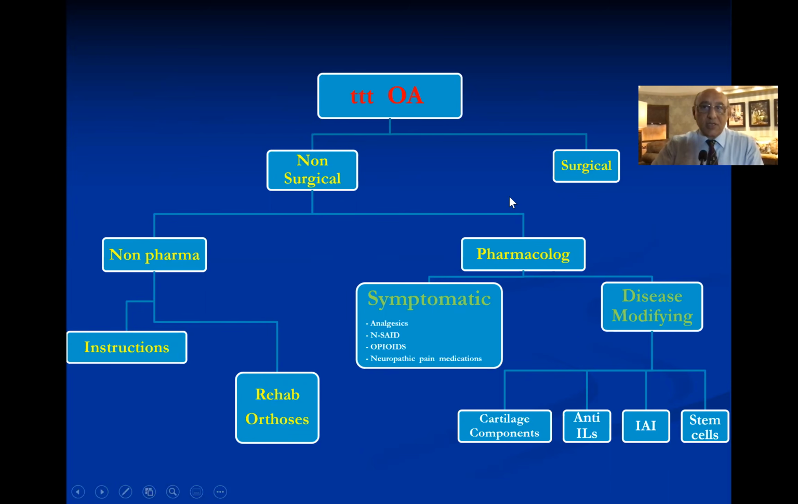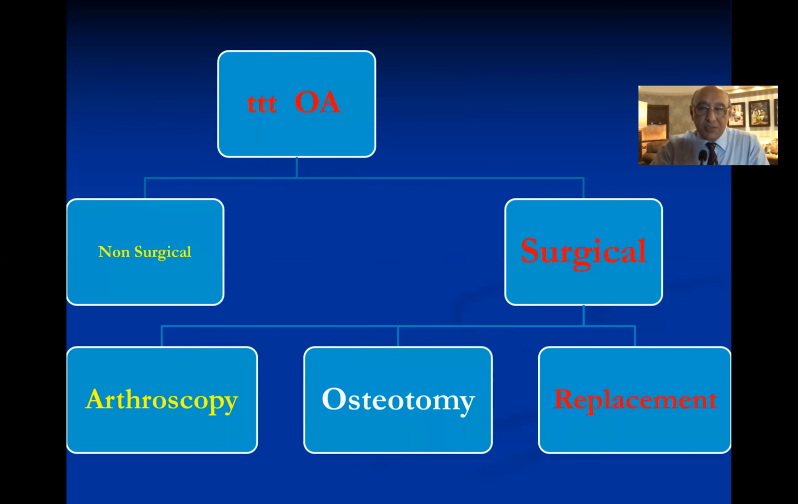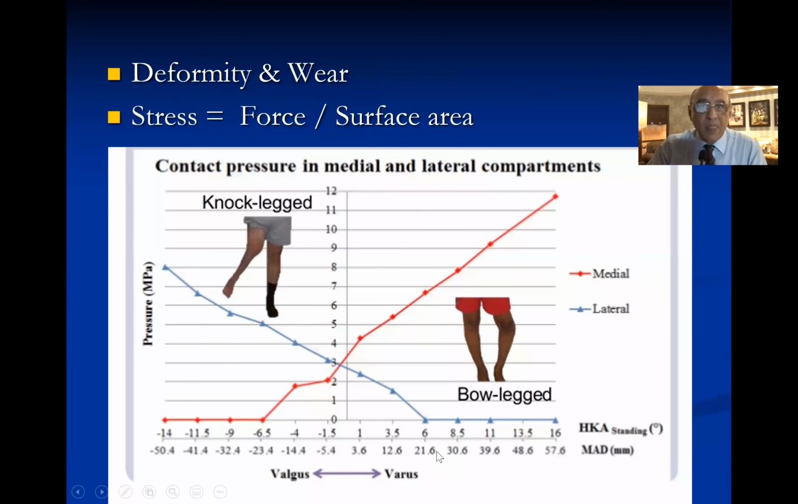Treatment of osteoarthritis in general is non-surgical and surgical. The non-surgical is non-pharmacological and pharmacological, which is symptomatic and disease modifying. And the surgical treatment is based on arthroscopy, osteotomy, and replacement. The future is to try to keep away from replacement, and the osteotomy is the keystone in this lecture.